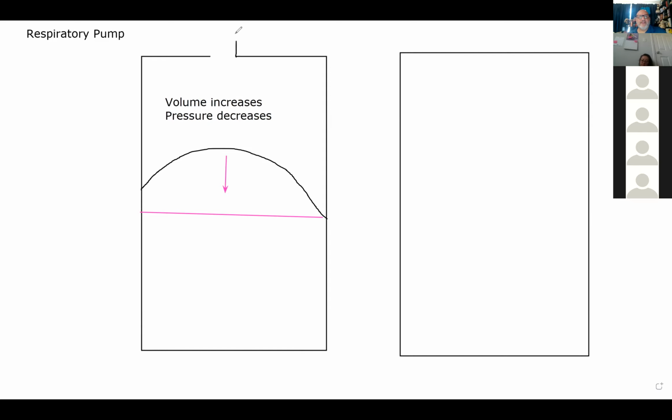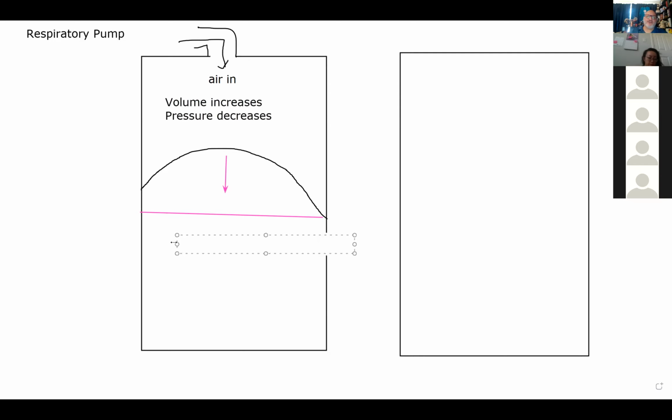And so when the pressure decreases inside of the thoracic cavity, what happens to air? Wants to come rushing in. Yeah, air rushes in, and we breathe in. That is how we inhale, right? We all learn that. But guess what? This diaphragm doesn't just affect the thoracic cavity, it affects the abdominal pelvic cavity as well.